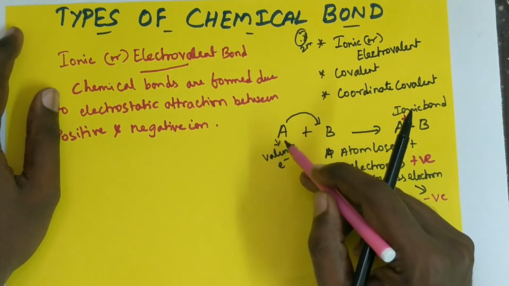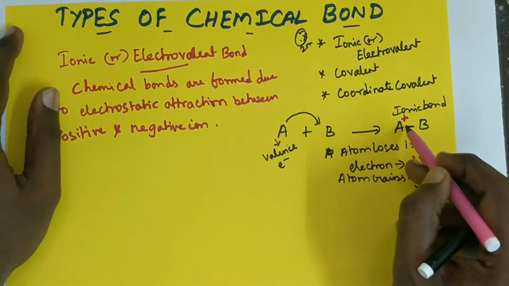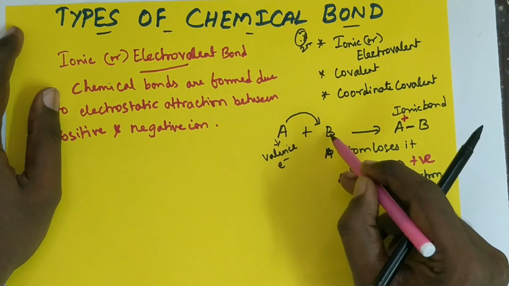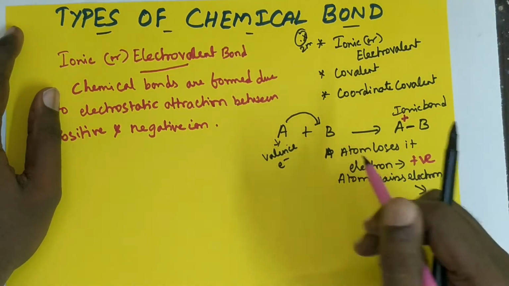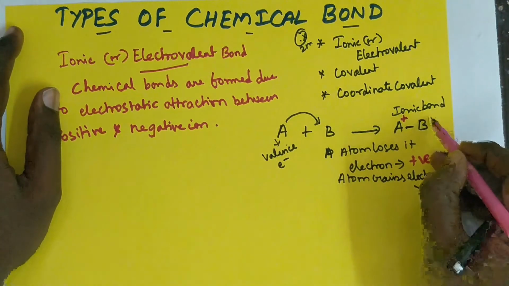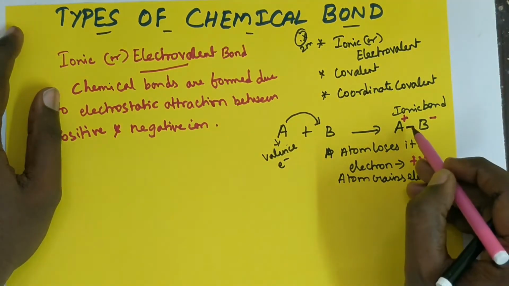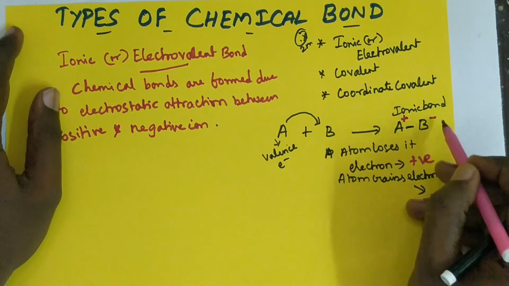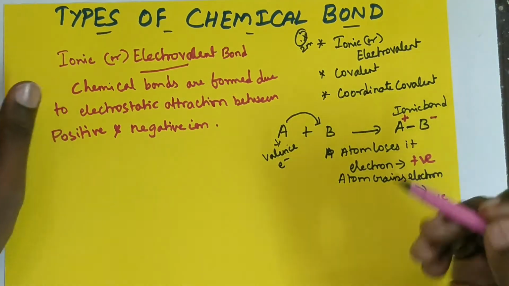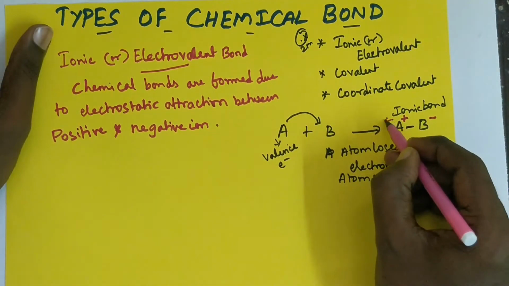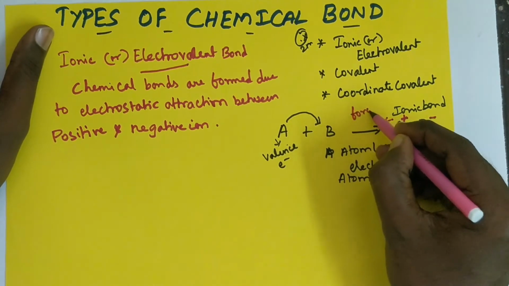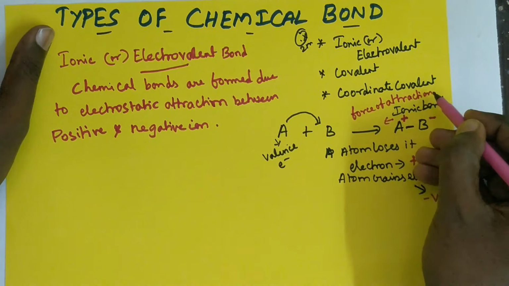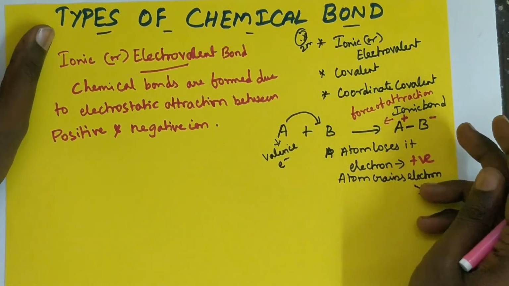So atom A loses its electron, so A is positive. B accepts the electron from atom A. Accepting means gaining electrons, so it takes a negative charge. If this plus and minus are close, then definitely they are held together by some force. That force is called the force of attraction. This positive and negative are close to each other by the force of attraction.